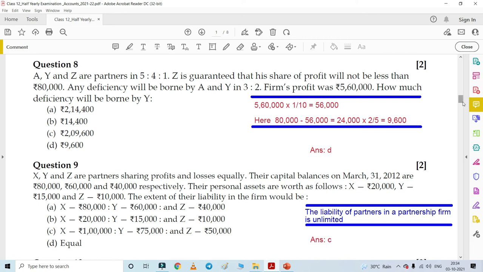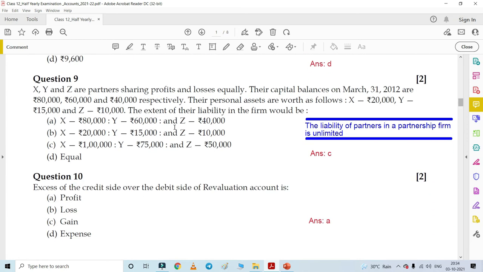Now let's come to the next question, that is question number 9. It says X, Y and Z are partners sharing profits and losses equally. The capital balances on March 31st, 2012 are 80,000, 60,000 and 40,000 respectively. Their personal assets are worth rupees: X 20,000, Y 15,000 and Z 10,000. The extent of their liability in the firm would be what?